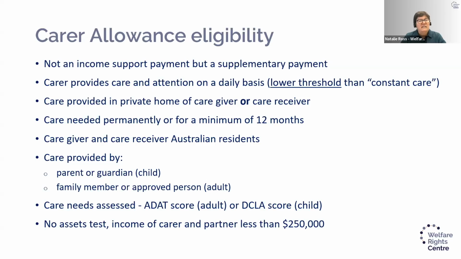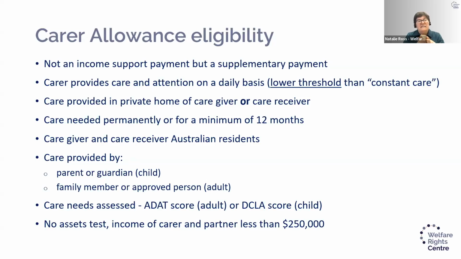So it's a bit more restricted as in who's providing the care. The same assessment tools are used, and if an assessment has already been done for carer payment, that same assessment can be used for carer allowance. There's no asset test. There is an income test, but it's a very generous income test. So the income for the household, for the carer and their partner, if they've got a partner, less than 250,000.